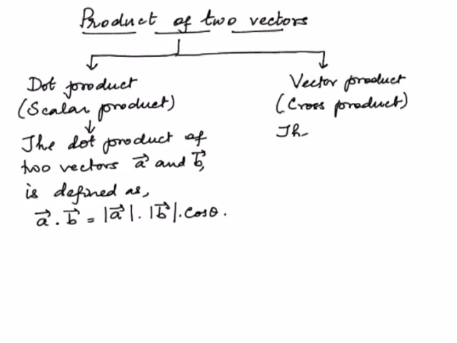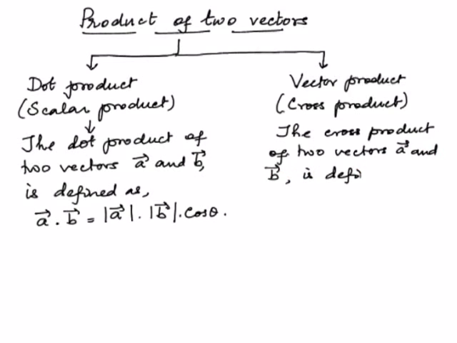Whereas the cross product of two vectors, A vector and B vector, is defined as A vector cross B vector is equal to modulus of A vector into modulus of B vector into sine theta into n cap, where A vector, B vector and n cap form a right-handed system.